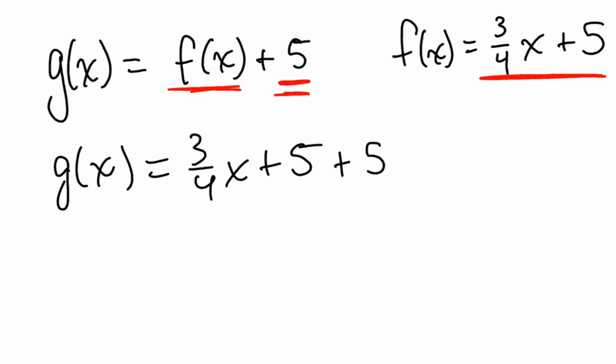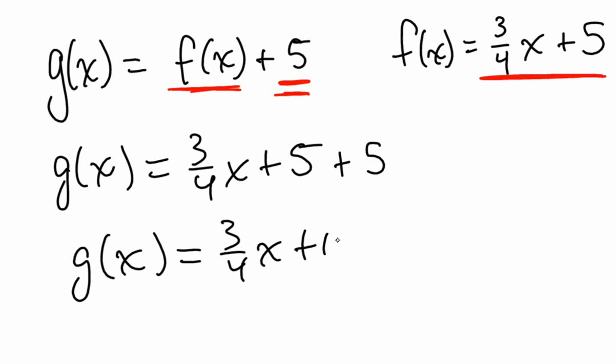Now, once I do that, the last thing I'll do is simplify this expression. So I'm going to simplify g of x. I'm going to rewrite g of x, and it equals 3/4 x plus the number 10. So here's my new function, right?